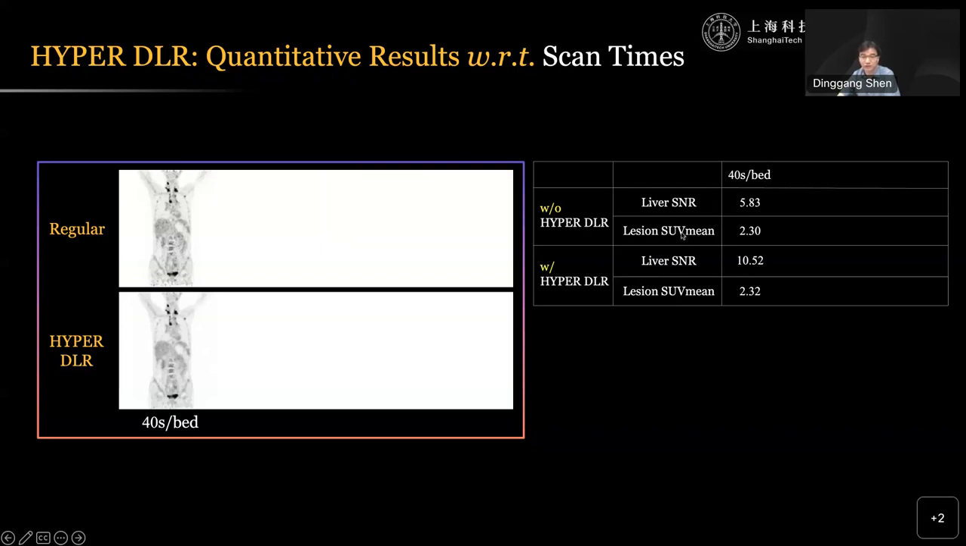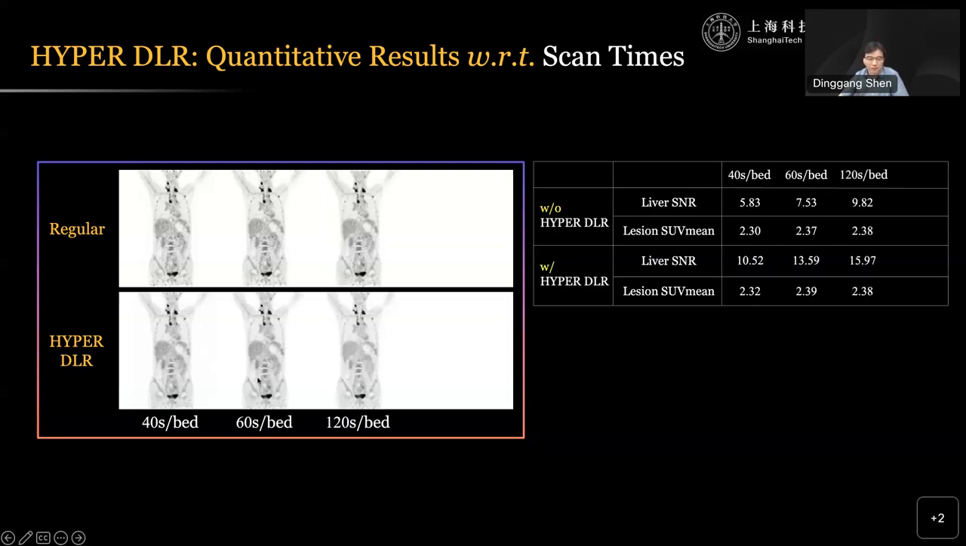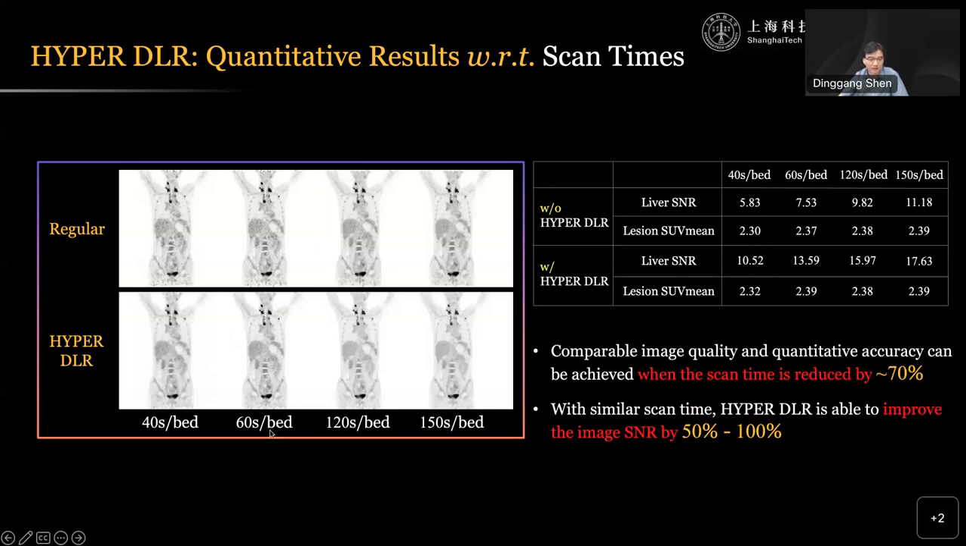The SUV mean. First, let's see the liver signal to noise ratio, SNR. For example, if we're using a method without deep learning, we have a certain value, but if we use the deep learning algorithm, we can increase the SNR from 5.8 to 10.5. And this is the result for each bed. We take 40 seconds. Of course, we can take more time for each bed, like 60, 120, and 150. Quality will be improved.